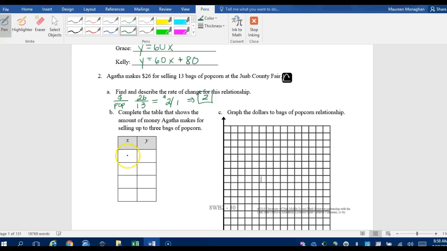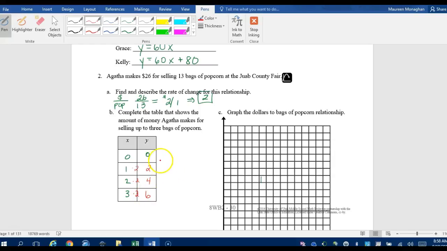So let's fill out our table. We're going to do 0, 1, 2, 3. Well, if she sells 0, she's not going to make anything. If she sells 1 bag, the multiplier is 2, or the rate of change. So this would have to be 2. 2 times 2 is 4. 3 times 2 is 6.